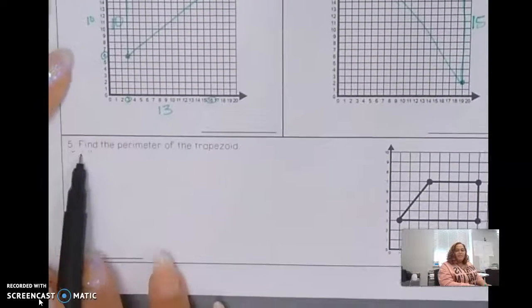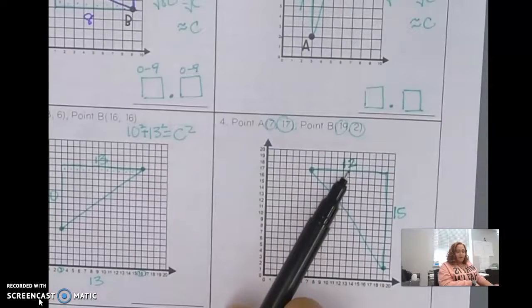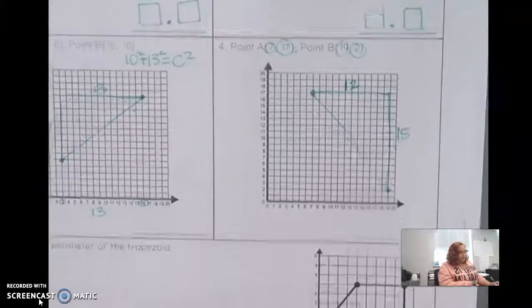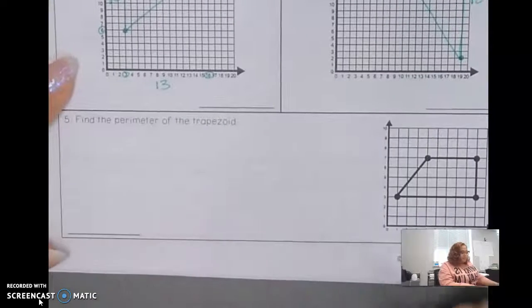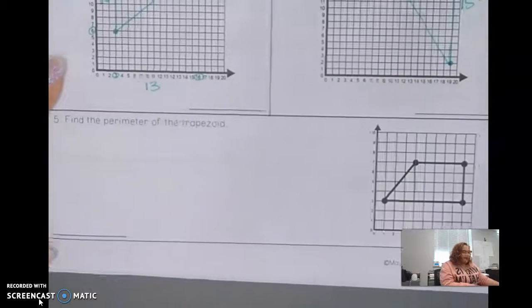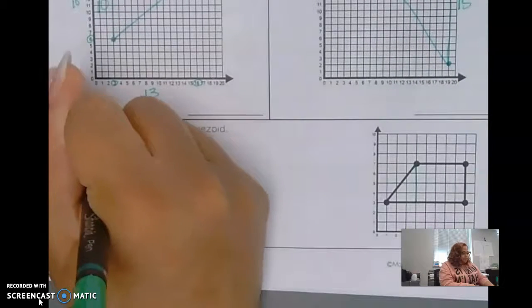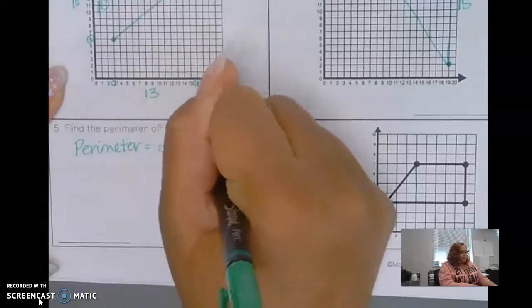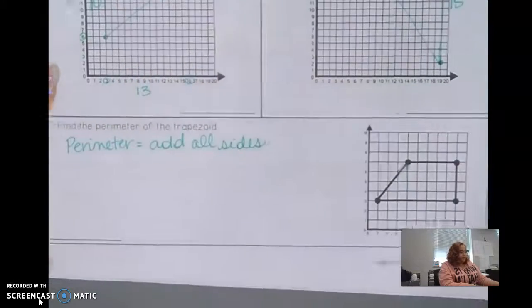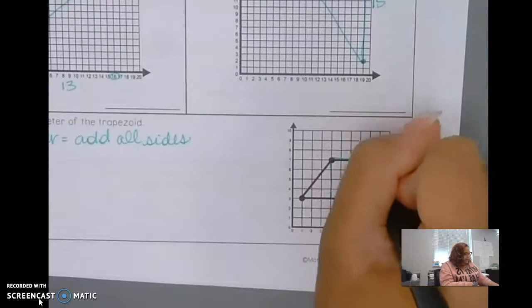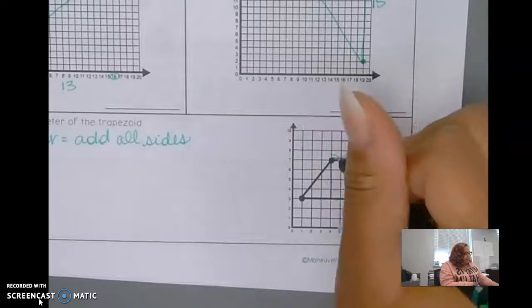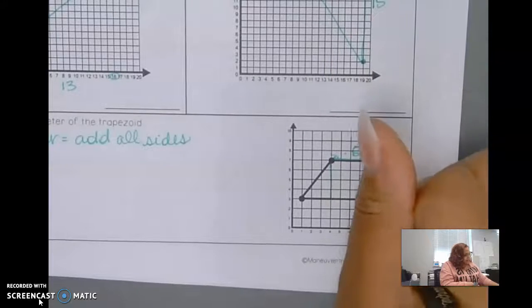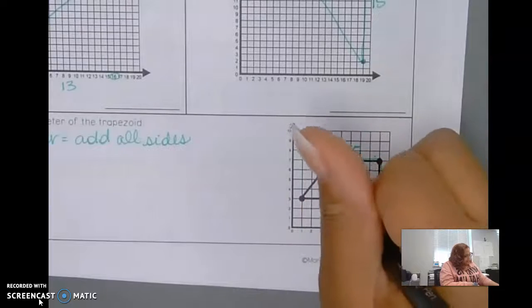Then down here it says find the perimeter of the trapezoid. Again, you're going to use 12 squared plus 15 squared equals c squared to find c. Okay? So find the perimeter of the trapezoid. I need to make a right triangle here for this diagonal side. For perimeter, I must add all sides. Okay? So I need this side plus this side, which is 1, 2, 3, 4, 5. And this is 4. And this is 1, 2, 3, 4, 5.